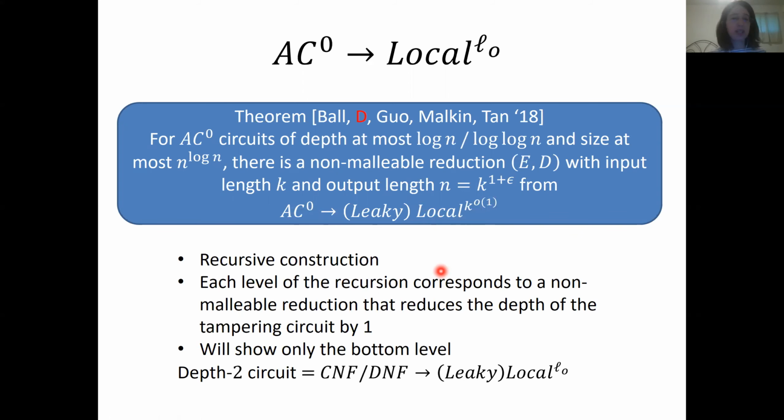The actual construction is a recursive construction, and each level of the recursion corresponds to a different non-malleable reduction that reduces the depth of the tampering circuit by 1. So this has to be done log n over log log n number of times in order to get the full construction. I'm only going to be talking here about the bottom level. The bottom level is the reduction from depth 2 circuits, which are CNF and DNF, so an OR of ANDs or an AND of ORs, to the leaky local class of functions.